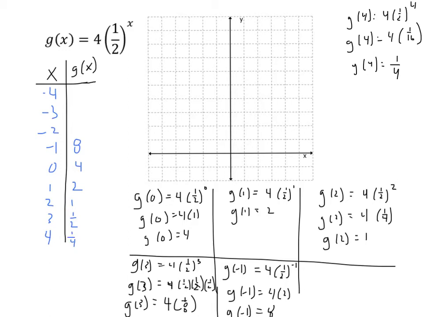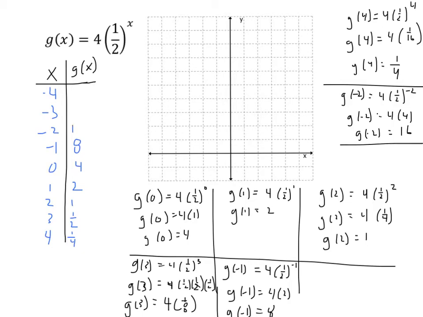Maybe I'll show my work for just one more of these. Let's do -2. When I input -2, g of -2 is 4 times 1/2 to the -2nd. 1/2 to the -2nd is just 4. So g of -2 is 4 times 4, which is 16. You should have finished the rest on your own. You should have 32 here, and 64 here.